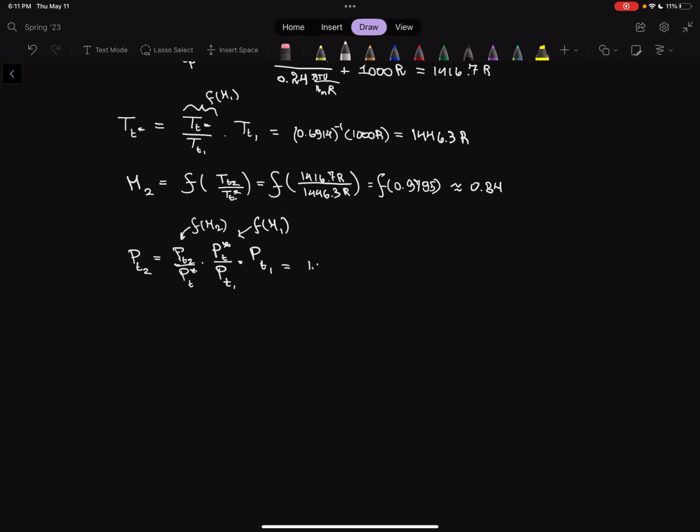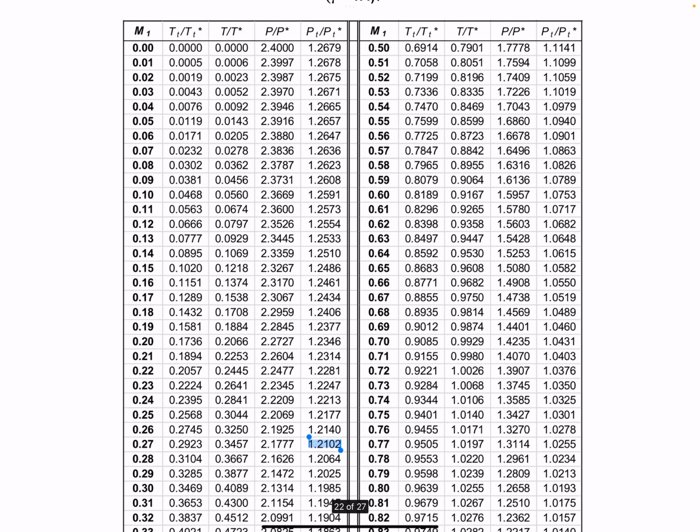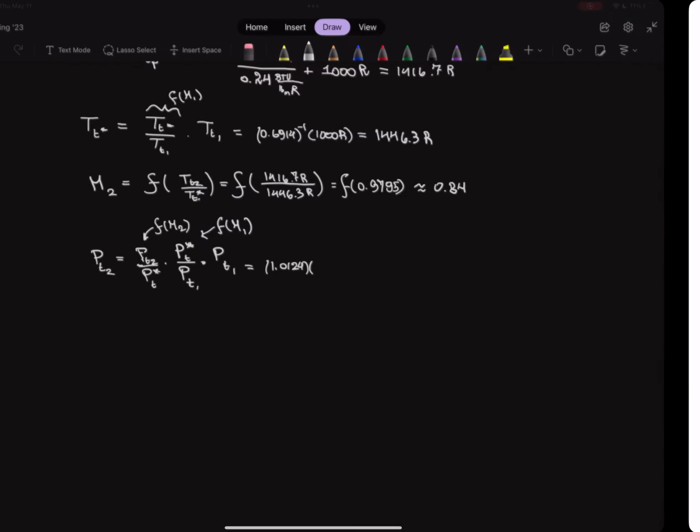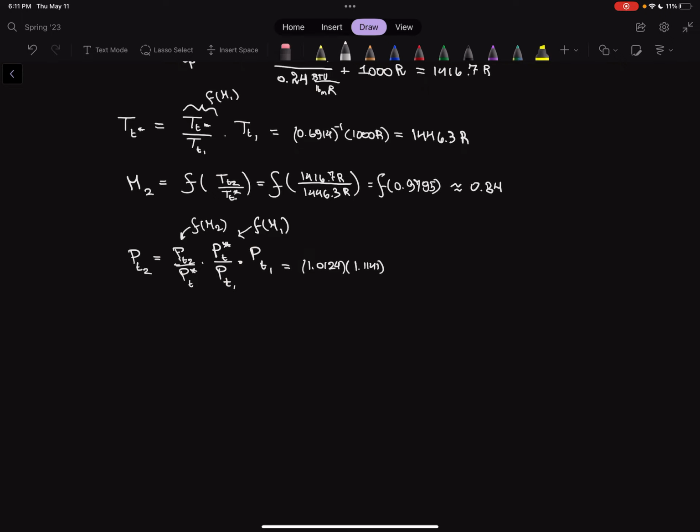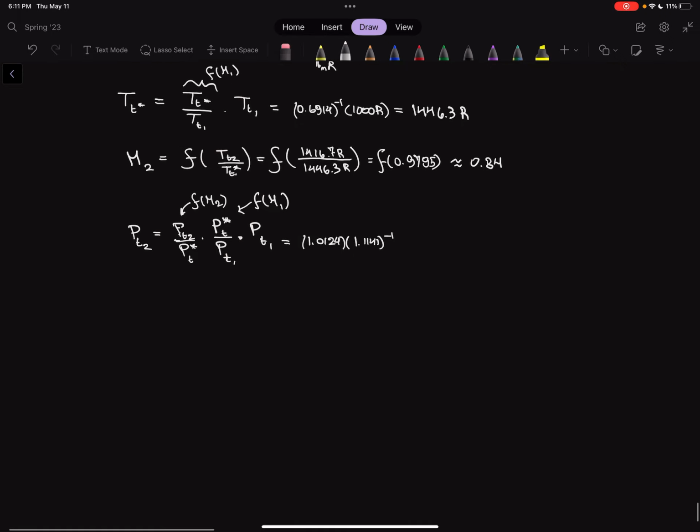So 1.0124 multiplied by, now we're going to look at Mach 0.5, 1.1141. Remember to flip it. Now the total pressure at the beginning was 200 psi. So that's going to be 1.0124 multiplied by 1.1141 to the negative 1 multiplied by 200. And what we get is 181.7. Now, does it make sense that the total pressure went down?